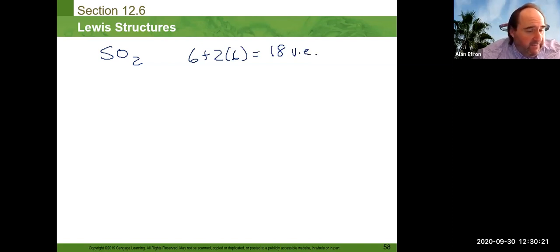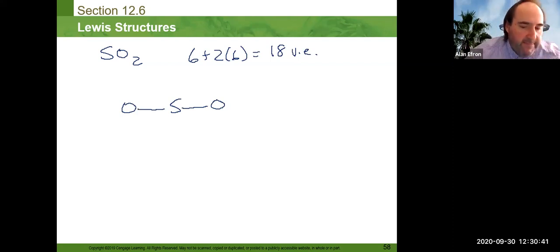Again, between sulfur and oxygen, sulfur is still going to be the least electronegative, so it should be in the center. Oxygen on the outsides. I went left and right with the oxygen. You could go up and down. It really doesn't matter. Same approach here. We're going to do a single bond from the sulfur to each oxygen. That is 2 and 4 electrons. That gives us 14 more electrons to go.